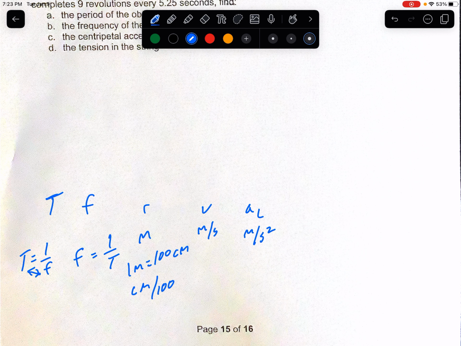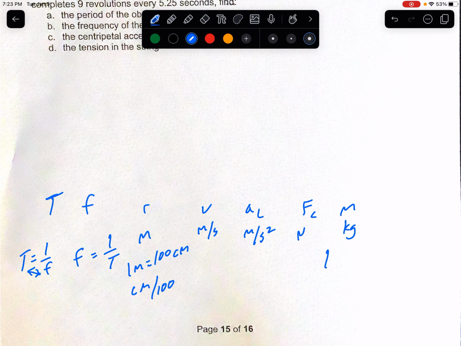So that's centripetal acceleration. And then you have your force. Force is going to be centripetal force, and that's going to be in newtons. Those are your units for force. And then the last thing is going to be your mass. Mass is going to be in kilograms.